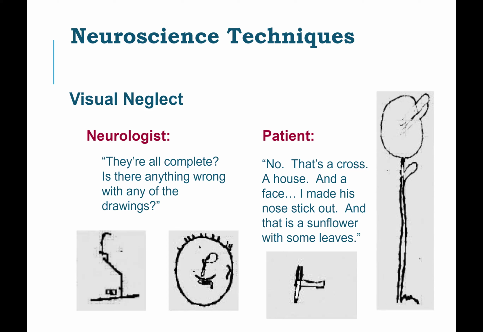You could show them other paintings, and they wouldn't know. Like they would ask him, "Is this a complete painting?" And they say, "Yeah, that looks good to me. It's a cross. That's a house." So to them, they're not aware that they're neglecting part of the world.